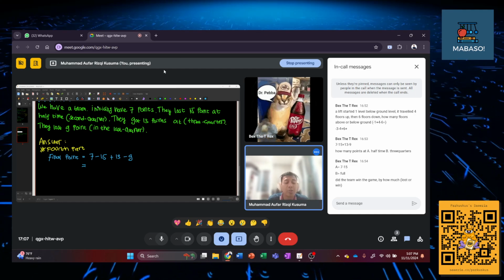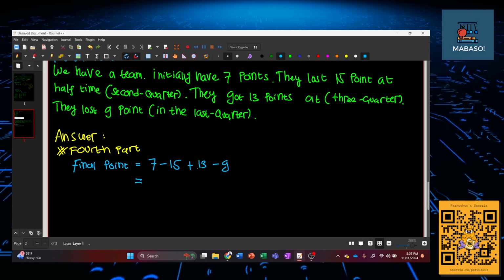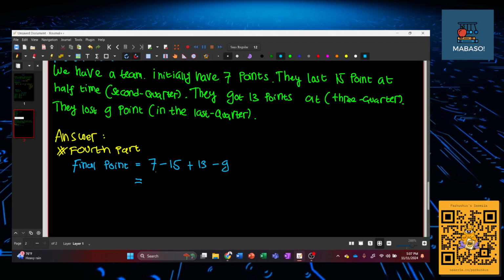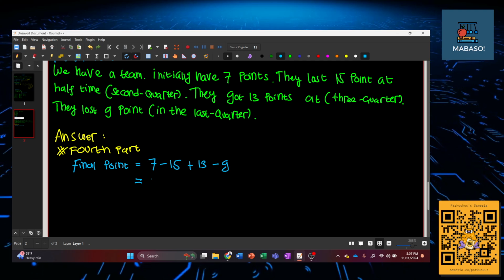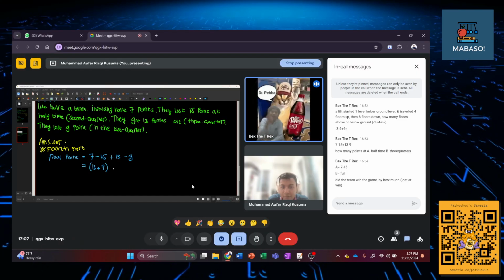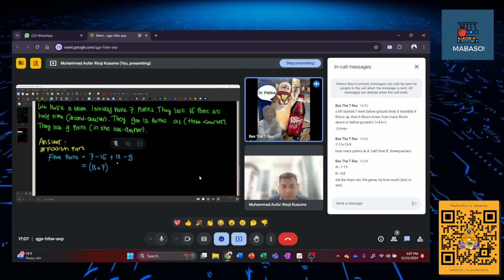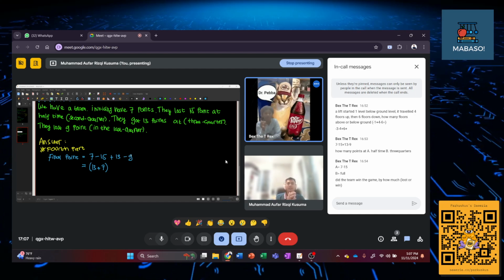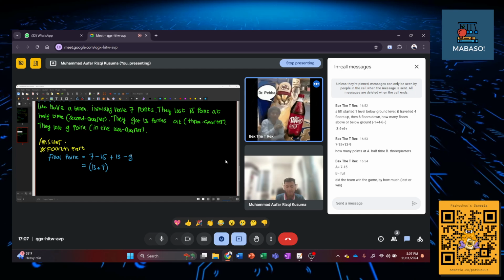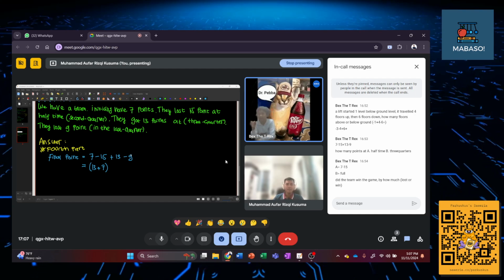Actually, from this equation only, you can determine whether the team will win the game or not. You can gather all the positive numbers. 7 and 13 are positive numbers, and 15 and 9 are negative. But 13 is smaller than 15 or 9, and 7 is smaller than 15 and 9.